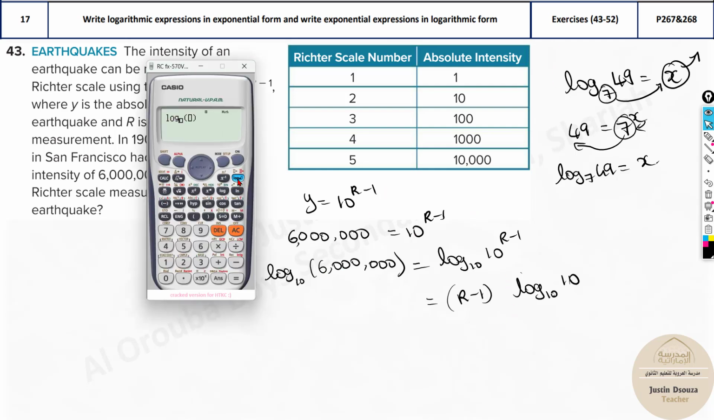Here we just put log base 10, or you can use log. Normally log has only base 10, but we have this option anyways. Specify the base, and it's 6 million, 6 and 6 zeros.